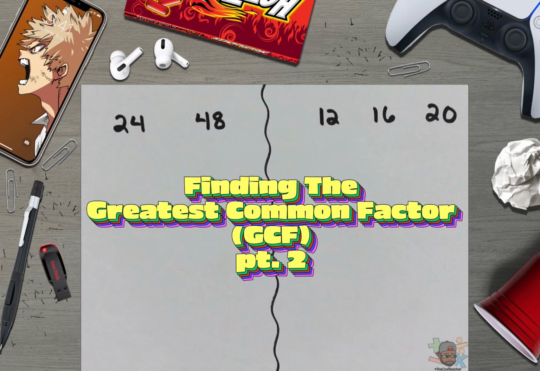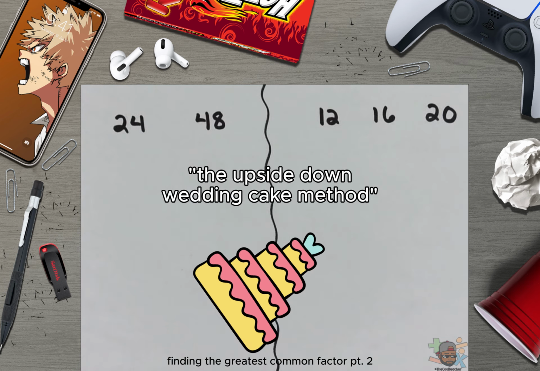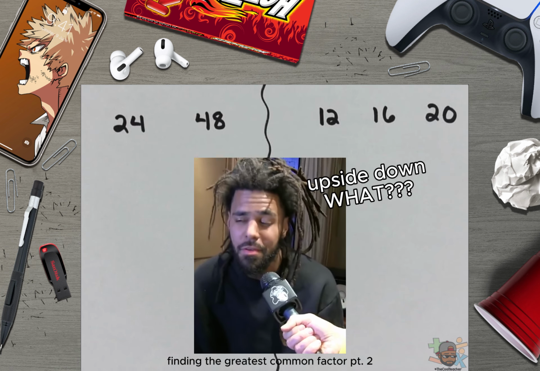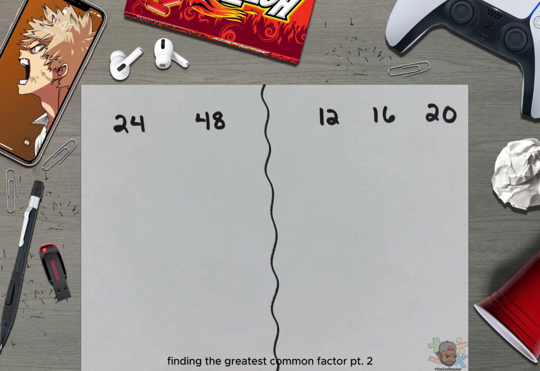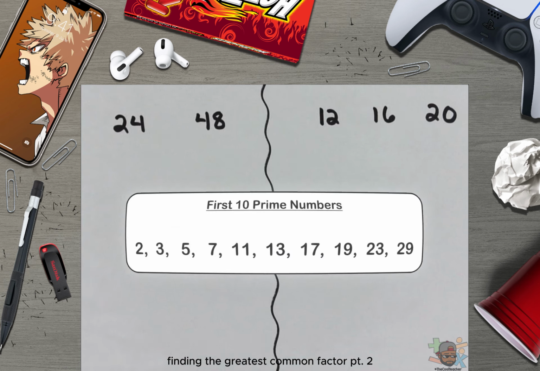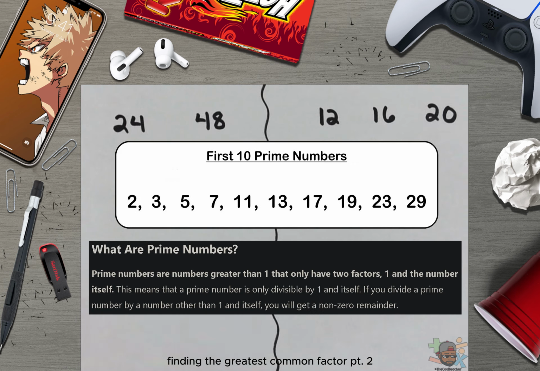Two or more numbers. Now, I know I've showed you how to do this in the past, but this is a new method, and it uses what we call the upside down wedding cake method. I know it sounds crazy, but trust me, you'll see why it's called that in a second. Now, I feel like this is the easiest way to find the greatest common factor because we use something called prime numbers.